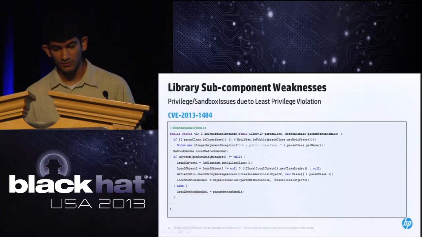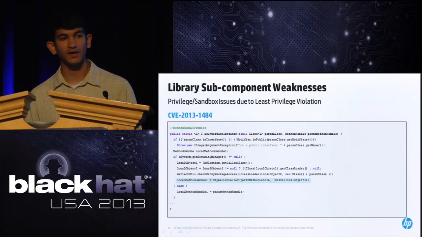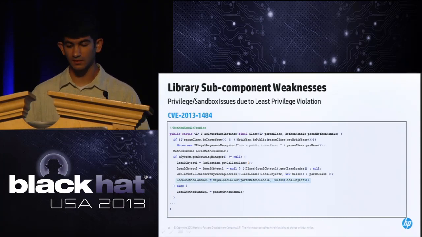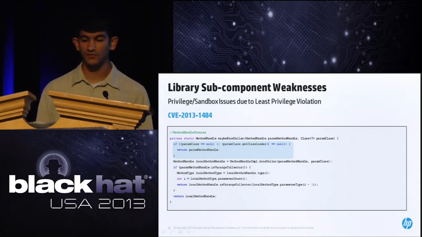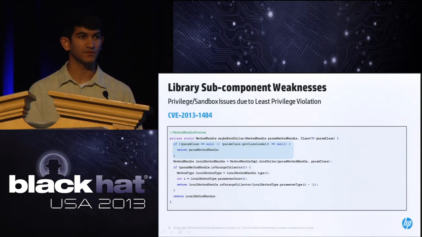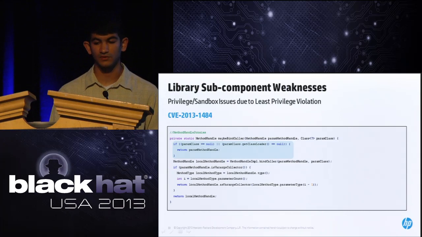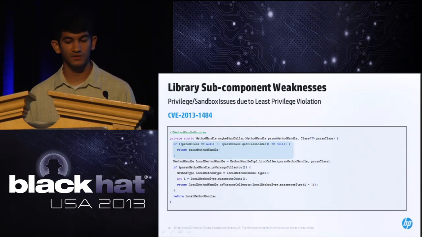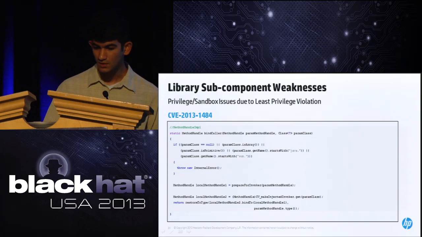MethodHandleProxies was modified in the asInterface instance method, and specifically the maybeBindCaller call was added. Within there, the main takeaway is that if the parameter class is null, or if the parameter class has a null class loader, which means it's basically library code that was loaded, then we will just return the method handle without any modification whatsoever, and we'll never make it to the bindCaller function.